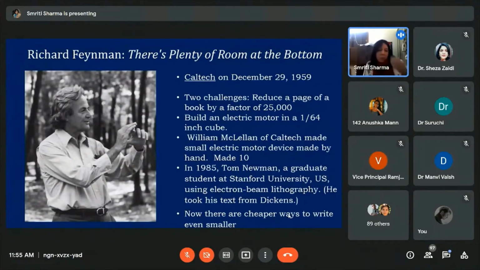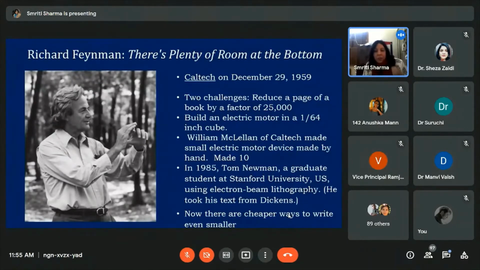He was a very good scientist and a very good science communicator. So he threw 2 challenges at the crowd. He said that I will give $1,000 each to the scientists, or to the people who could do 2 things. One was to reduce a page of a book by a factor of 25,000. Meaning, one page of a book, you take the text and somehow fit that text in 1 by 25,000 of that page.